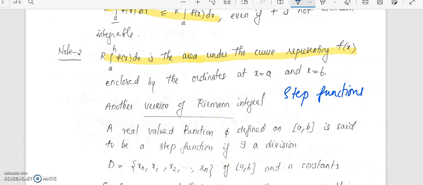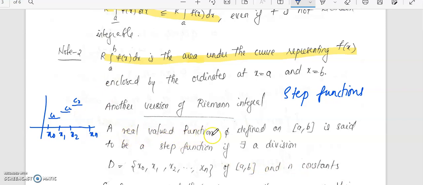Okay, now by a step function we mean a function of this type. We take a particular interval, say x0, x1, x2 to xn. A step function is a function whose value is constant on each interval. So from x0 to x1 it takes some particular value c1, from x1 to x2 it takes some particular value c2, and in the next interval the value is c3. So a function of this type is called a step function.